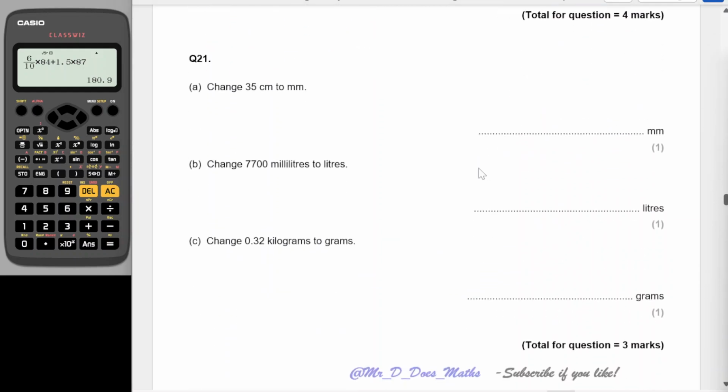Question 21, change into centimeters, so we're dividing by 10. So that's going to be 3.5. Milliliters into liters, so we're dividing by 1,000. Oh, I've gone the wrong way. No, I haven't. So divide by 1,000, 7.7. There's the multiply one. So kilograms to grams, we're timesing by 1,000. So that would be 320.